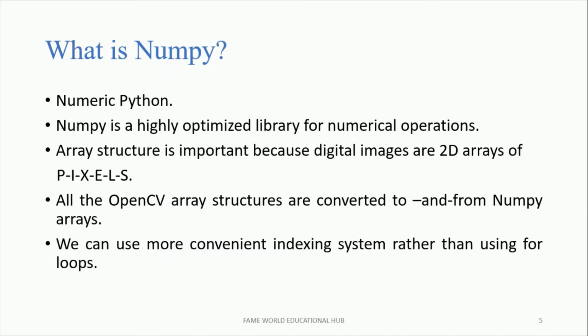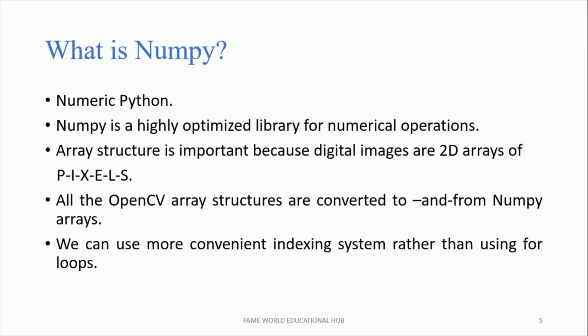Now, Numpy is a highly optimized library for numerical operations. The array structure is important because digital images are 2D arrays of pixels. Don't think that pixel has some other meaning. It is the same pixel you have heard about before, like when you were using 2 megapixel cameras. When you zoom in on the images, you must be able to see small squares of different colors coming up. That was actually the pixel, because digital images are created using pixels.